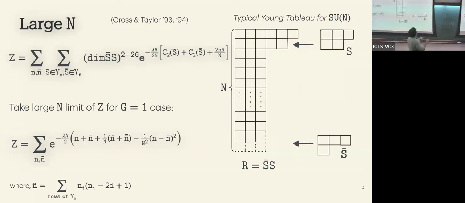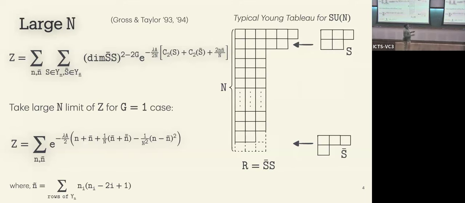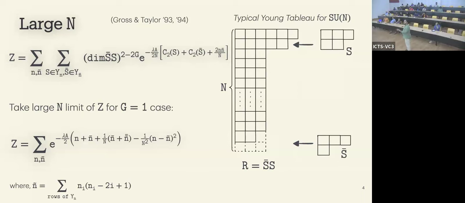So you can take only S kind of diagrams. That has some C2, but S and S bar, this big diagram, also has a particular C2. Both of them contribute at the same order. And that's what I wrote, that C2 of R can be written as C2 of S plus C2 of S bar plus an interaction term. Note that C2 of S and C2 of S bar are contributing at the same order.